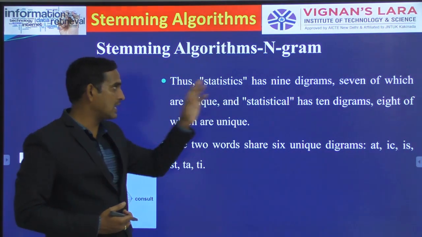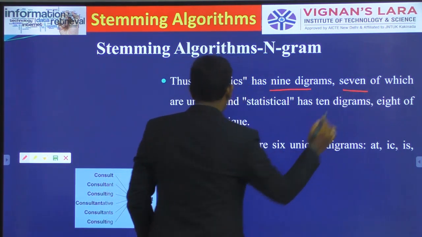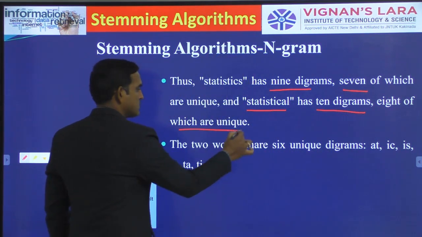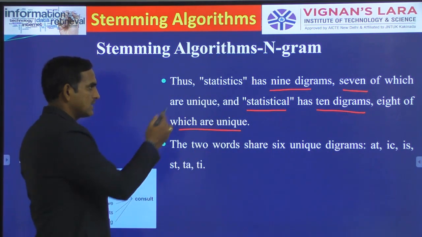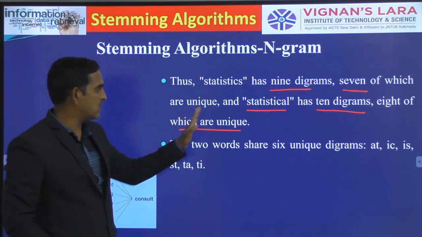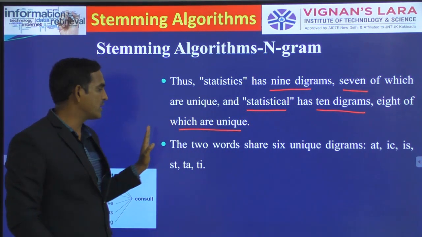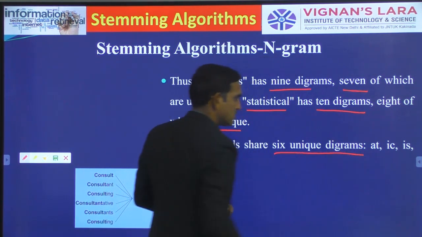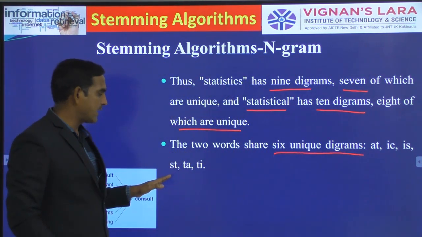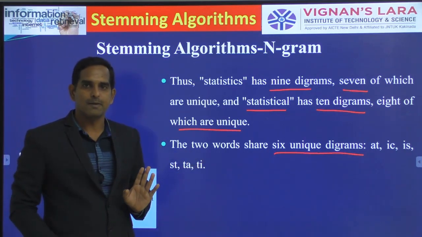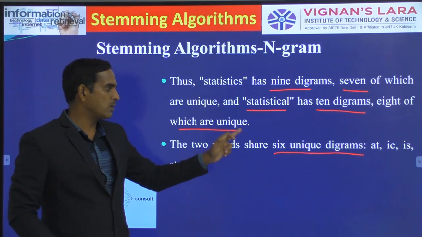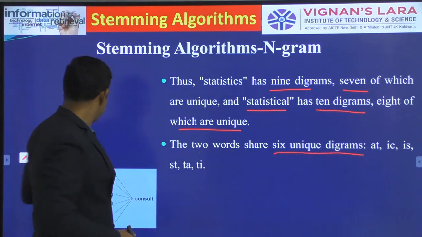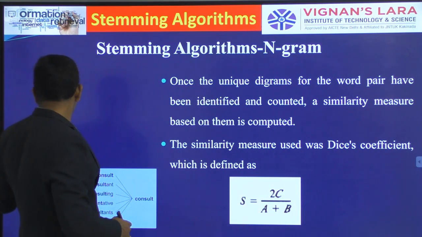So statistics has 9 diagrams, 7 of which are unique, and statistical has 10 diagrams, 8 of which are unique. The two words share 6 unique diagrams, that is AT, IC, IS, ST, TA and TI. Both the words will have these 6 unique diagrams. From this information, we do the next step.